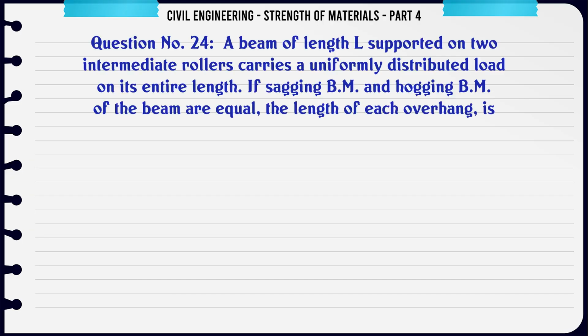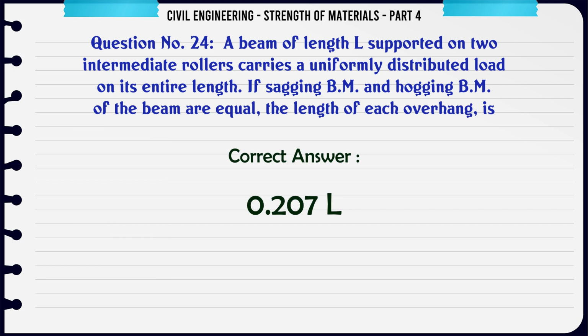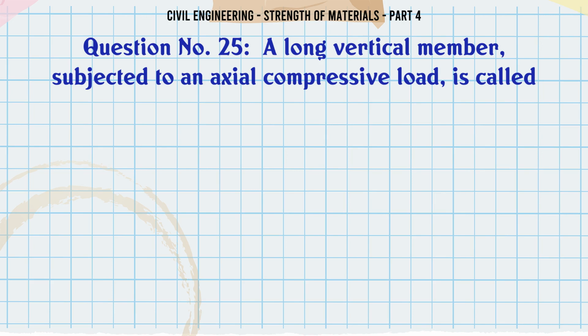A beam of length L supported on 2 intermediate rollers carries a uniformly distributed load on its entire length. If sagging BM and hogging BM of the beam are equal, the length of each overhang is: A. 0.107 L, B. 0.207 L, C. 0.307 L, D. 0.407 L. The correct answer is 0.207 L.